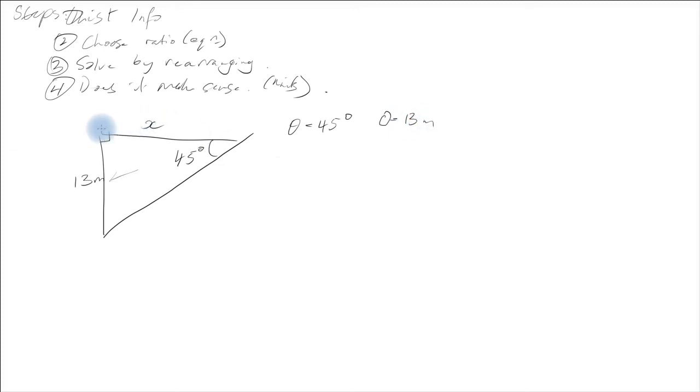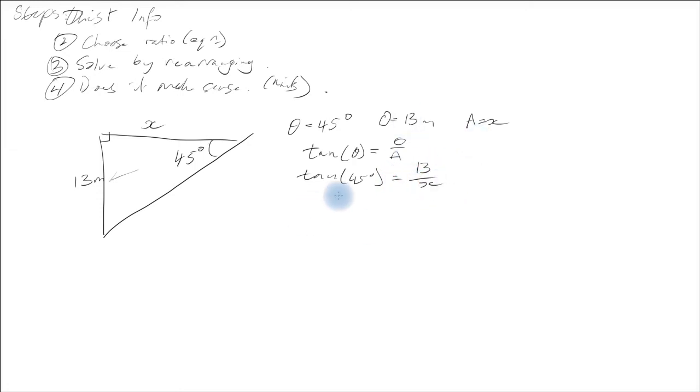And here we're looking for the adjacent side. Adjacent side is x. Okay, so now we've got to choose the right ratio. What has the angle, opposite, and adjacent in it? Hopefully you all know tan. Tan of the angle is opposite over adjacent. Put all my information in now. Tan of 45 degrees equals 13 over x.